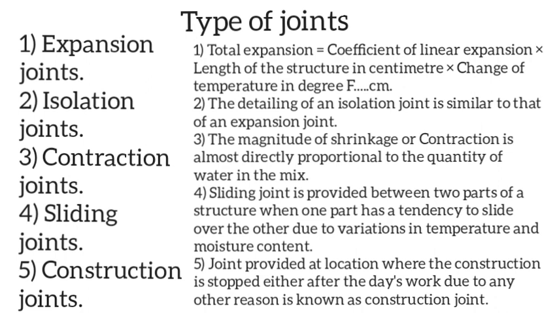A sliding joint is provided between two parts of a structure when one part has a tendency to slide over the other due to variation in temperature and moisture content. Installation of a construction joint becomes necessary to ensure proper bond between the old work and the new one. If it is possible to plan construction in such a way that the day's work ends at an expansion or contraction joint, the need for a construction joint will not arise.